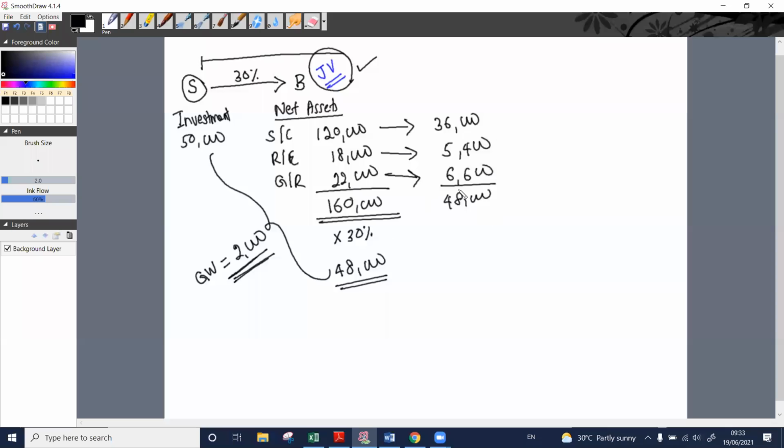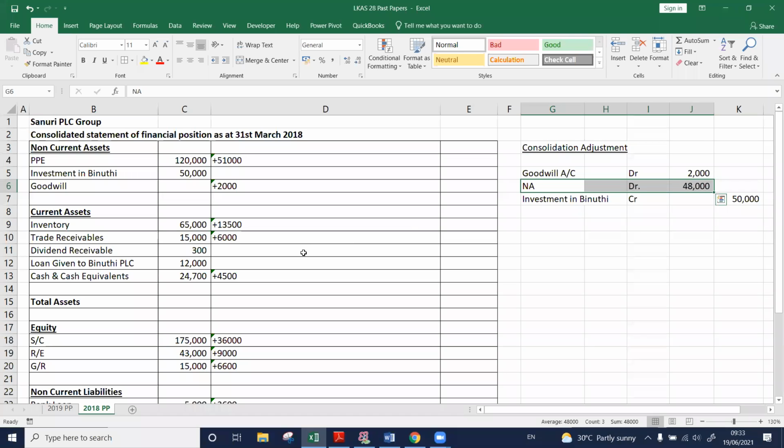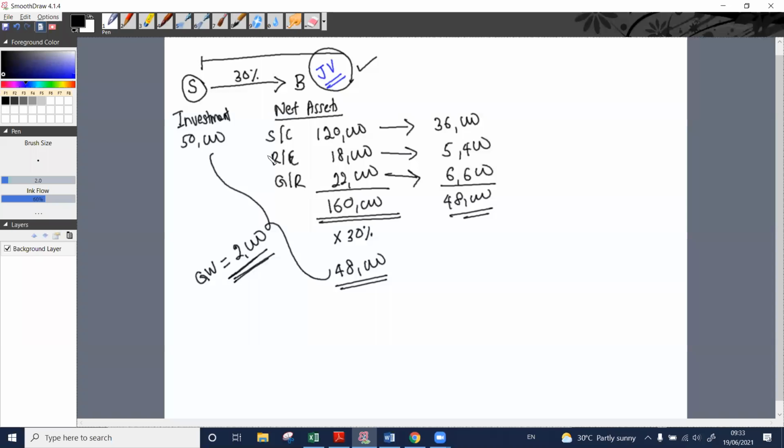We took this in a different way. When we say net assets debit, right, for each of these equity components, we need to debit these amounts. We were told to debit 48,000, net assets debit 48,000. So how is that 48,000 made up? 36,000 from stated capital, 5,400 from retained earnings, 6,600 from general reserves. So we need to debit these accounts by these given amounts.